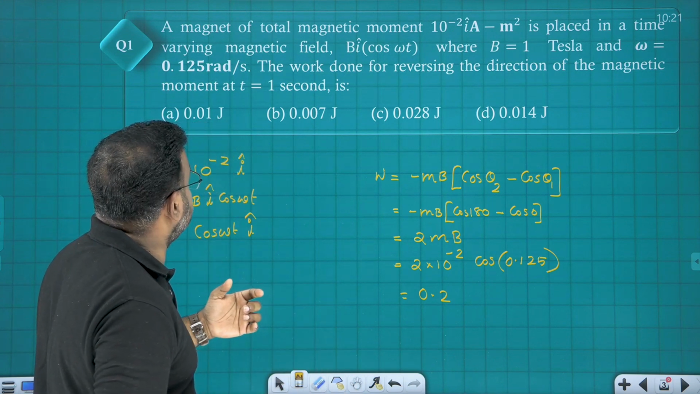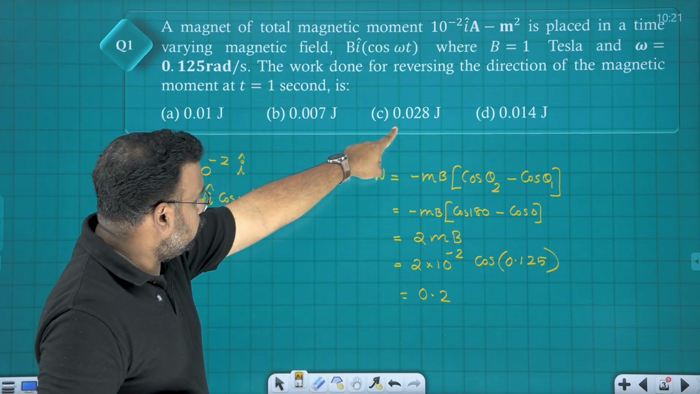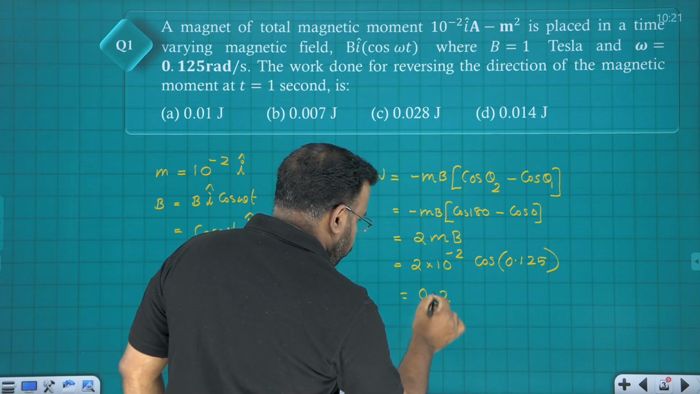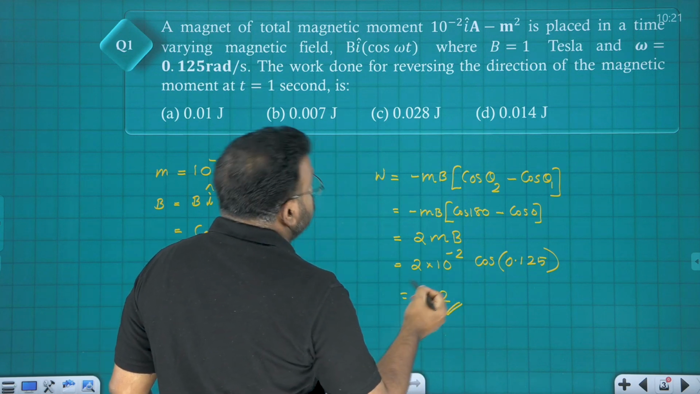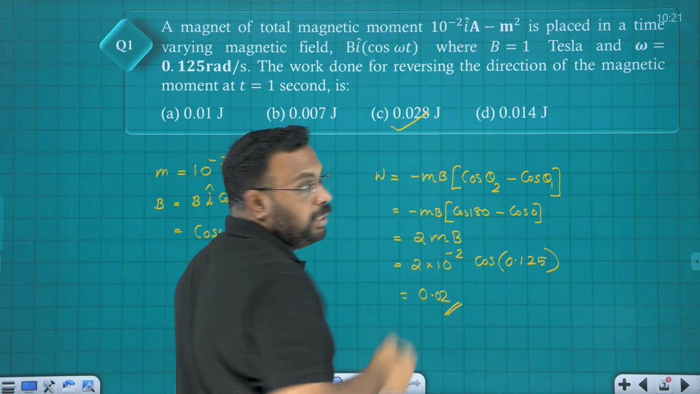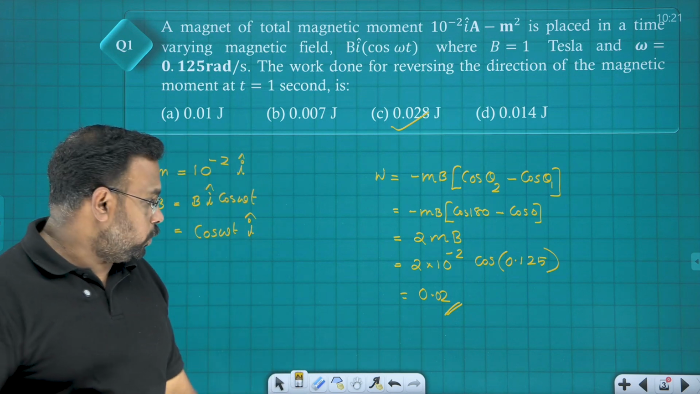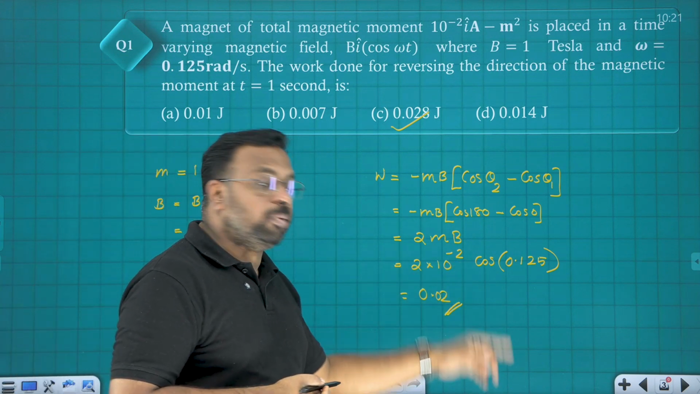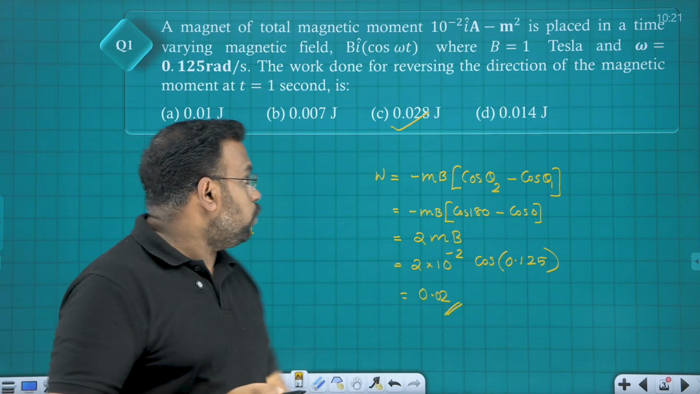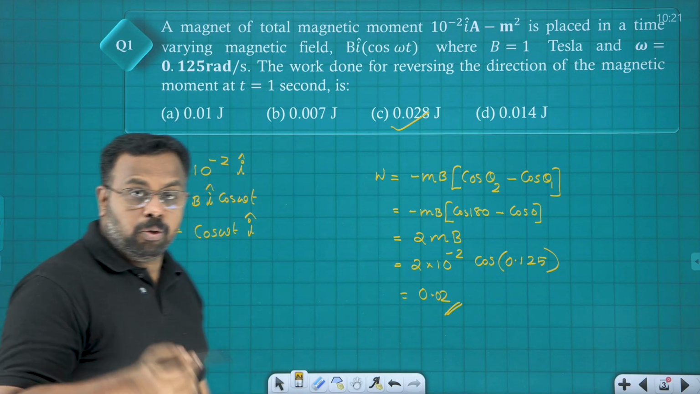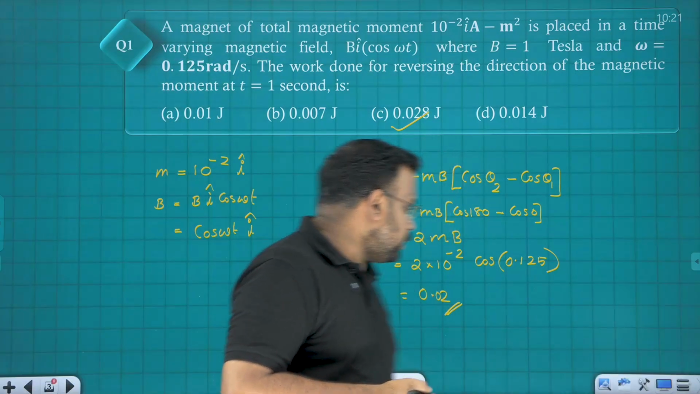So you can check the options, 0.02. So the close answer is option C. Option C is the right answer for this question. It is 2 into 10 power minus 2, which means 0.02. Okay. So option C is the right answer for the first question. I hope it is clear. So let's move on to the second question now.